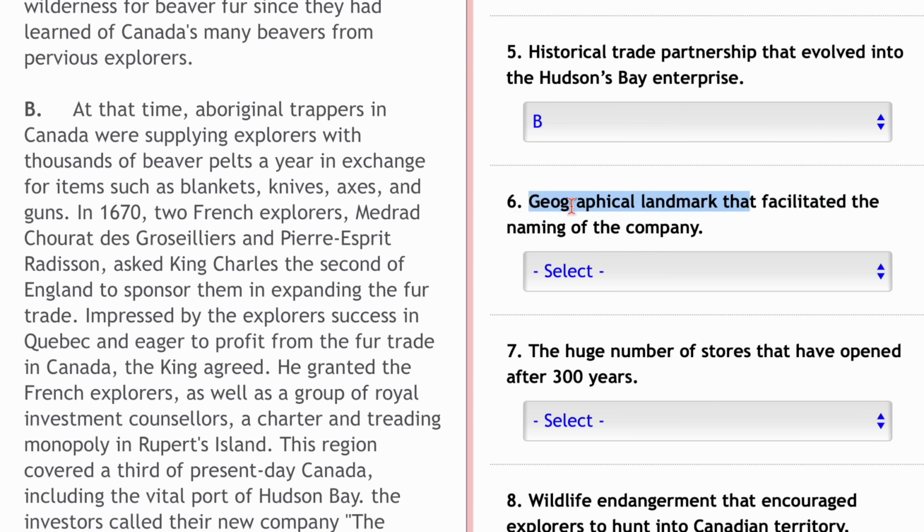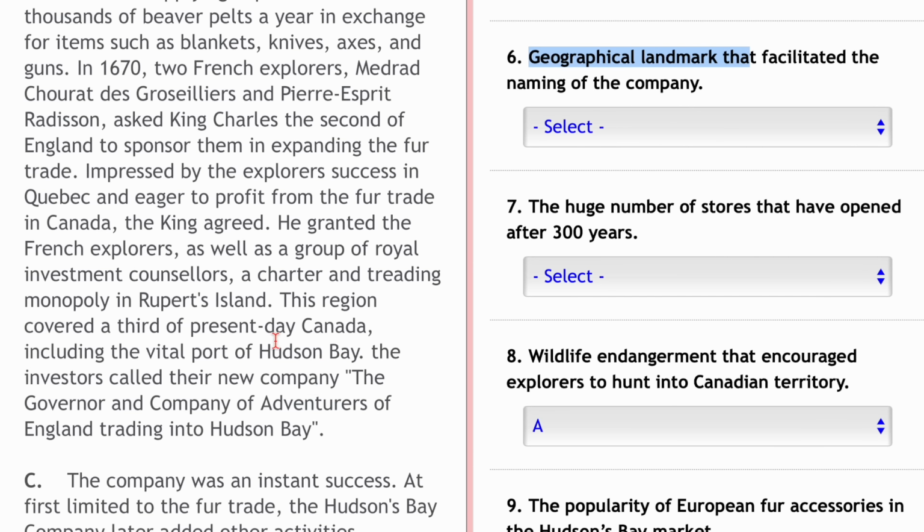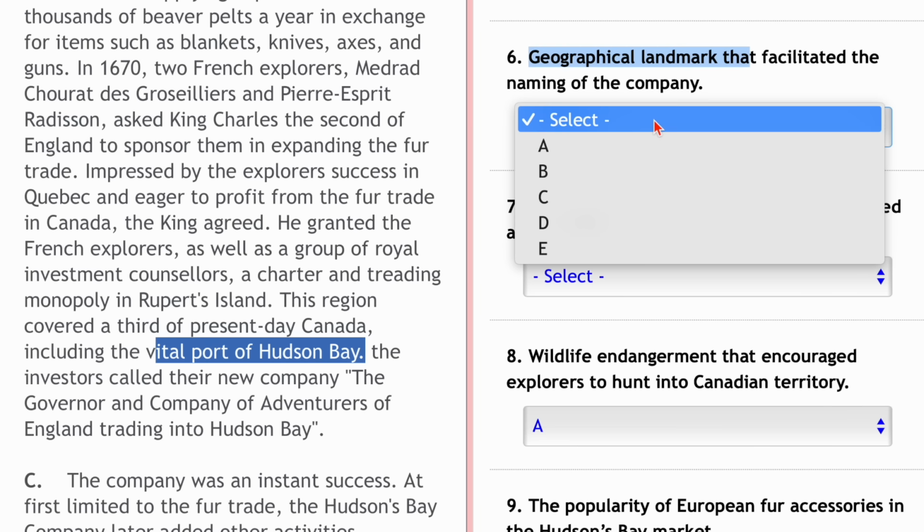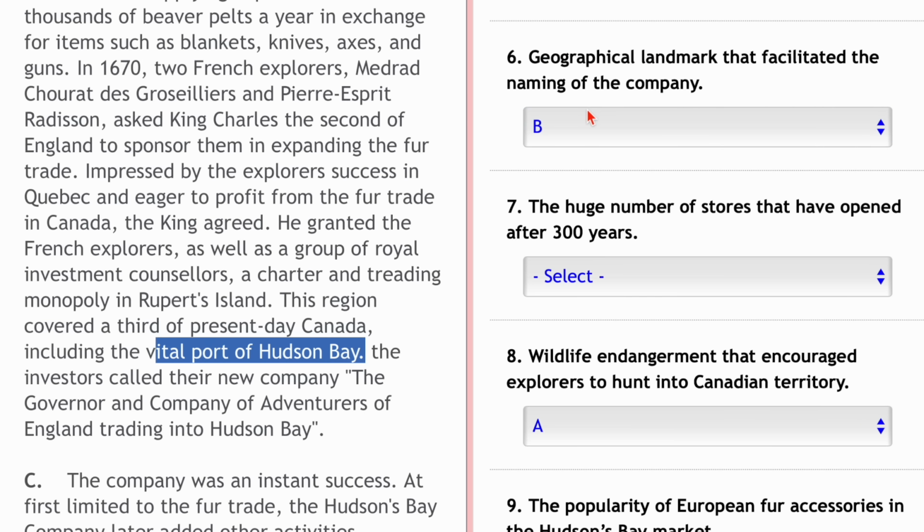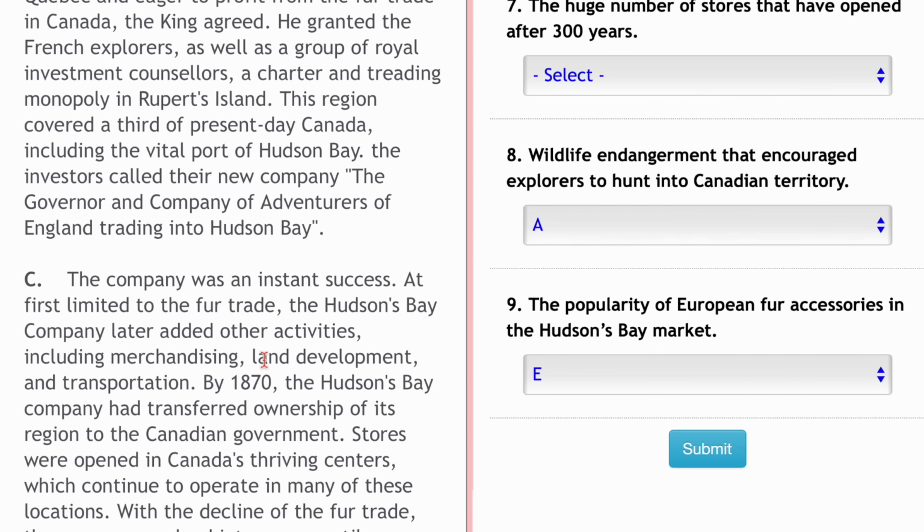Geographical landmark was Hudson Bay. Well-known or vital port of Hudson Bay. There you go. Made it easy to name the company because it was a Hudson Bay, port of Hudson Bay, and into Hudson Bay. So that's why they named the company Hudson's Bay. Okay. Okay, good. Very interesting.